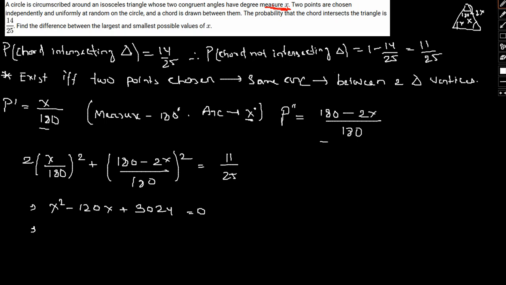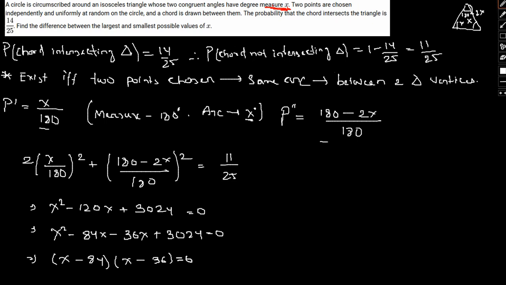If we factorize the same, x squared minus 84x minus 36x plus 3024 equal to 0, which can be further written as (x minus 84)(x minus 36) equal to 0. Therefore, x is 84 or 36.